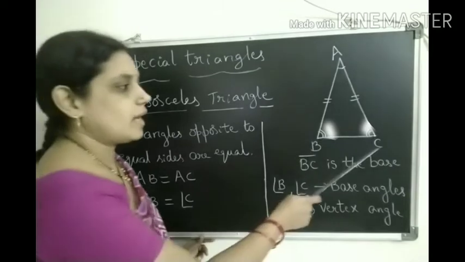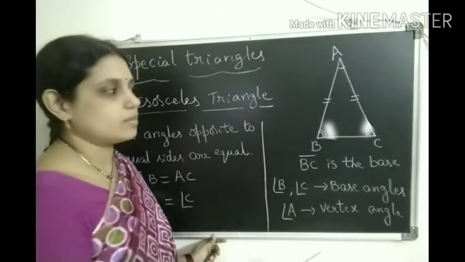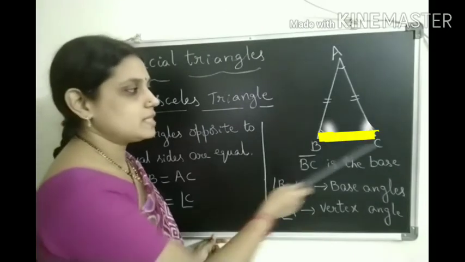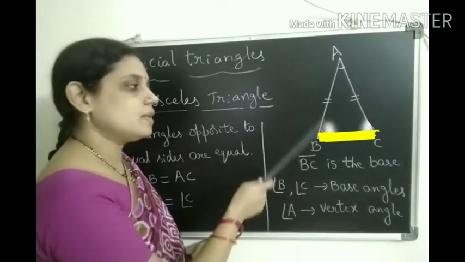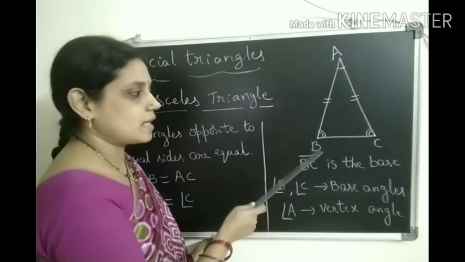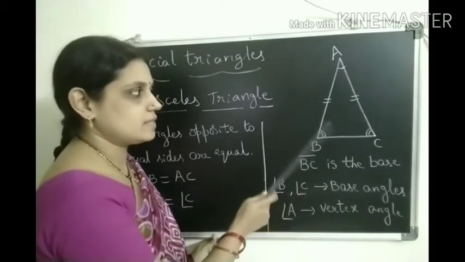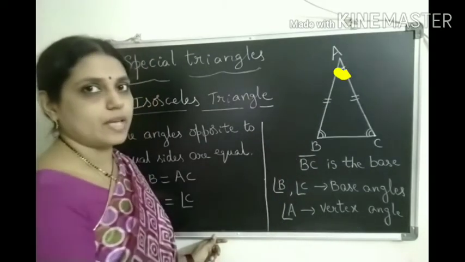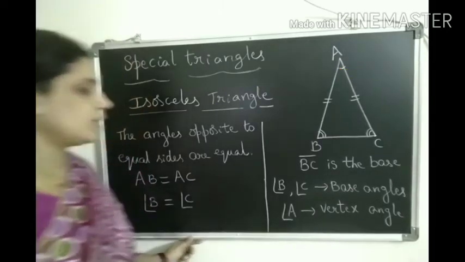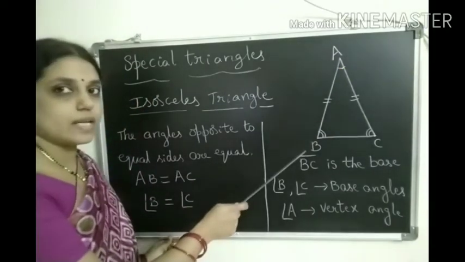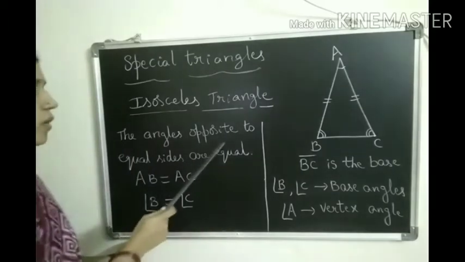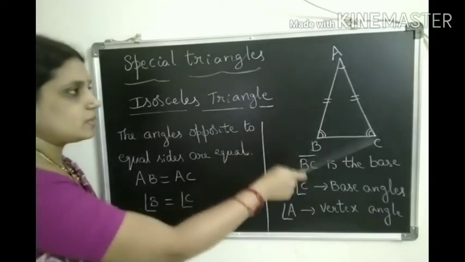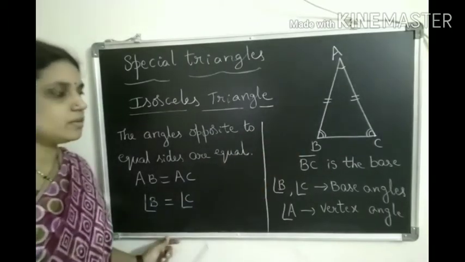And for these two angles we have a particular name also. These two angles are called base angles. BC is the base. The angles formed on the base are base angles. Angle B, angle C are base angles in this figure. Then angle A is called the vertex angle. So in an isosceles triangle, which two angles are equal? The angles opposite to equal sides are equal. Here AB equal to AC, that's why angle B equal to angle C.